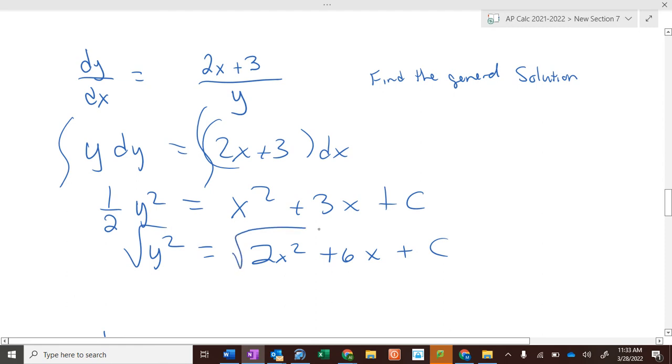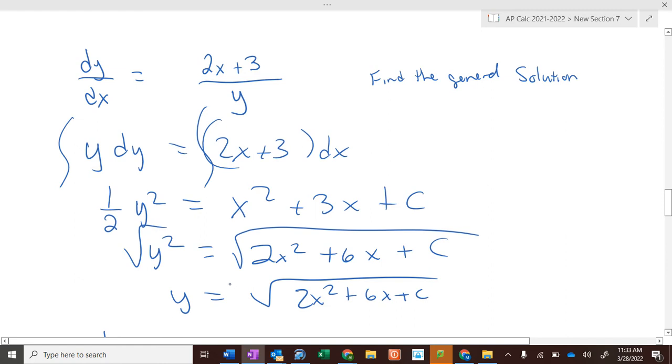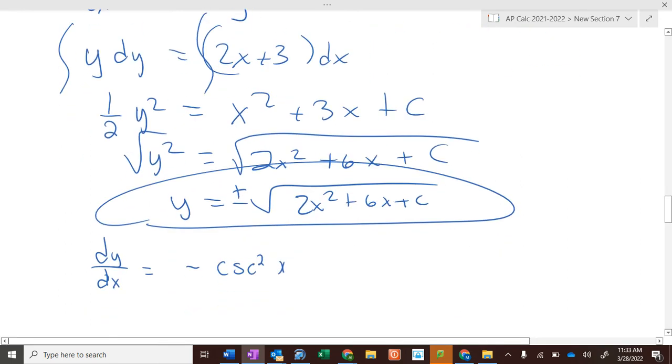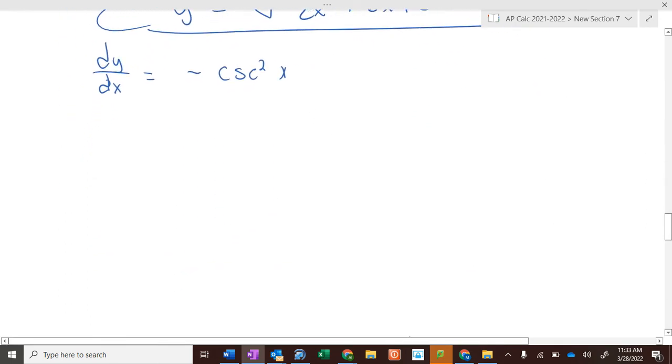Now we take the square root, but we do have to square root the c, even though c is still whatever. So y equals the square root of 2x squared plus 6x plus c with a plus or minus in front of it. That is the general solution. What would the square root of c be if you ended up just having it by itself? It'd just be c. That is a little confusing.